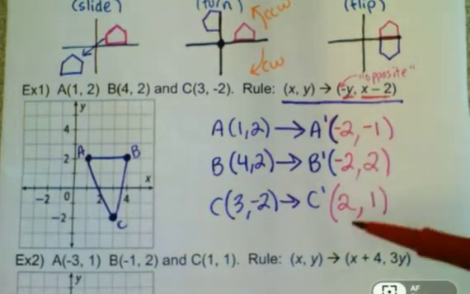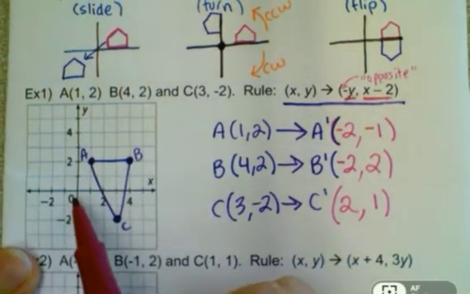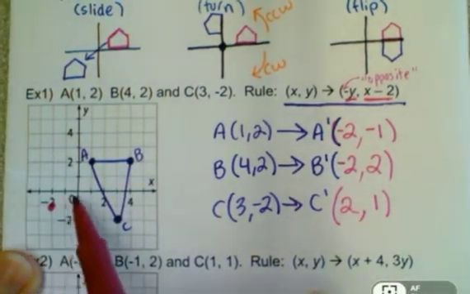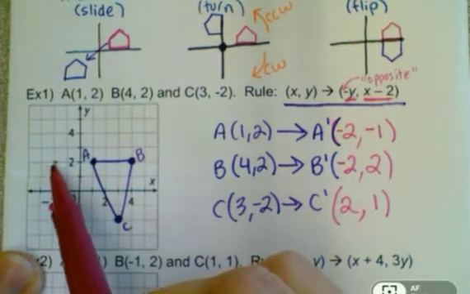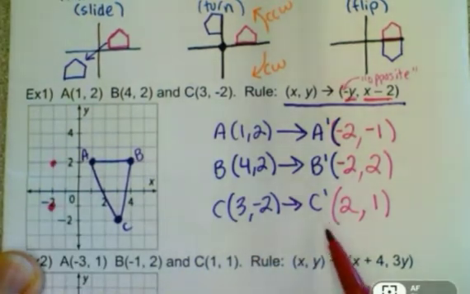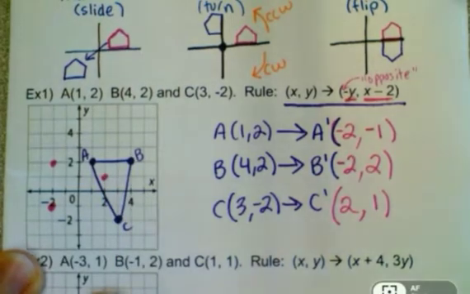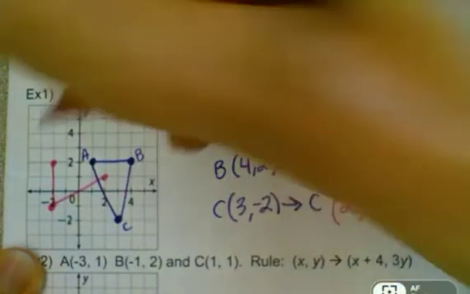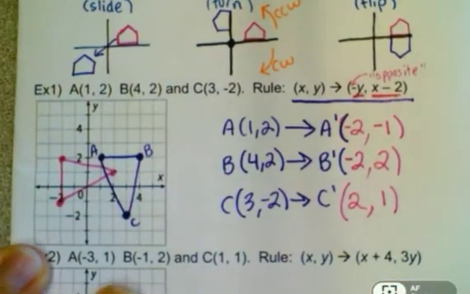Once you have your 3 new points, we graph them. So A prime is negative 2, negative 1. B prime is negative 2, 2. And C prime is 2, 1. And we'll connect those to make a triangle. Use a straight edge if you have it. And then before you do anything else, label your new points.